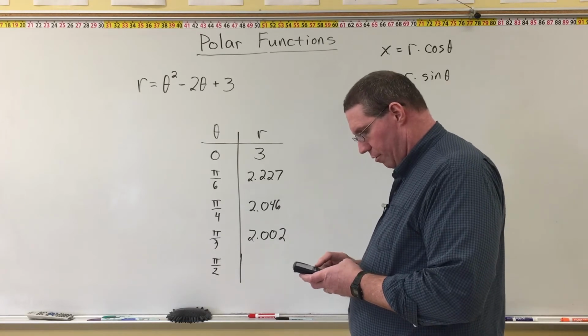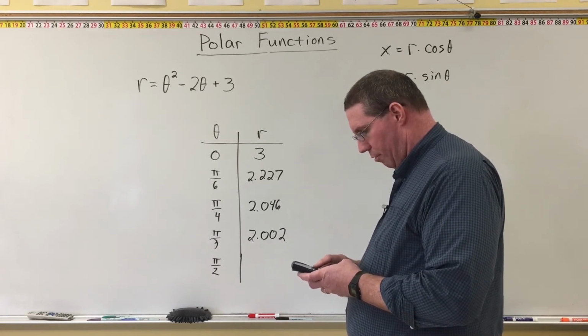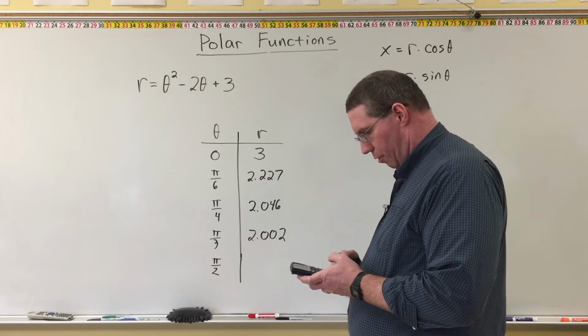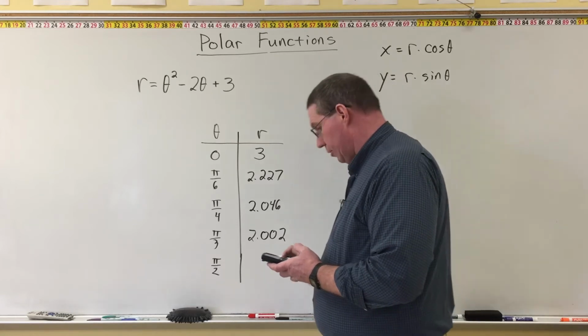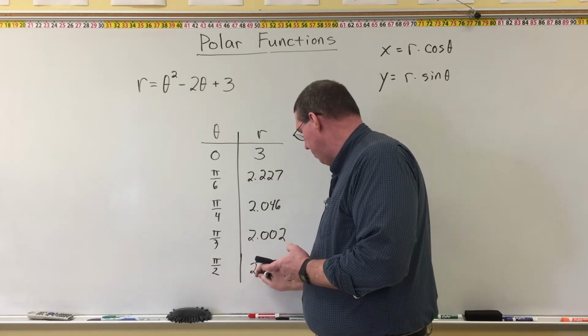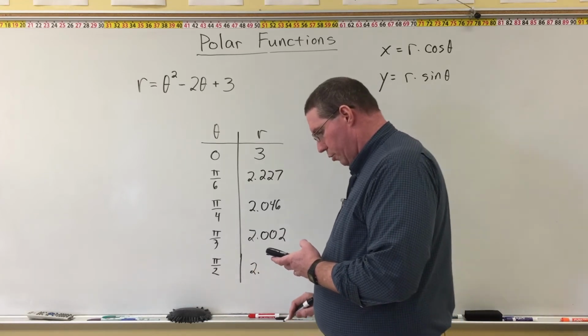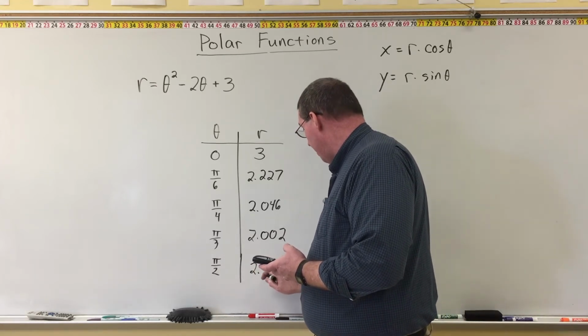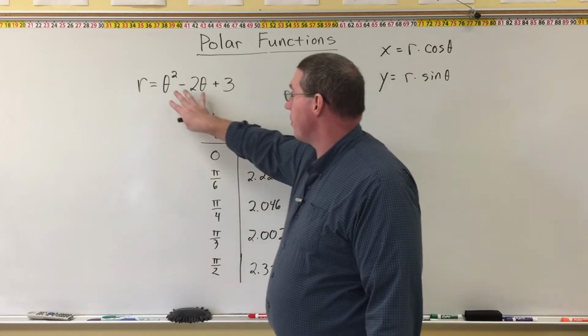Let's change the 3's to 2. So I got pi over 2 squared minus 2 times pi over 2 plus 3. Oh, something interesting is happening here. Now I've got 2.326. Now I've gone up. All right, so that's it for this particular equation.